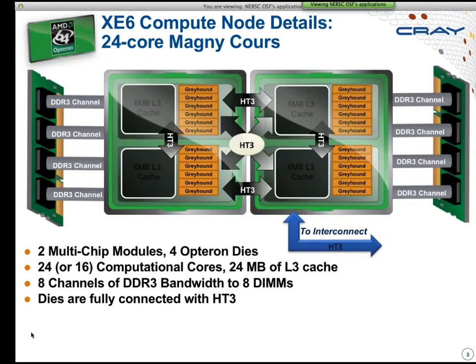This is a picture of a Magny-Cours node on Hopper. I put this up so everyone remembers what it actually looks like. Starting from the interconnect, it's connected through HT3 to the Gemini. That interconnect connects to one of the sockets, okay? But what's inside that socket are actually two different die.